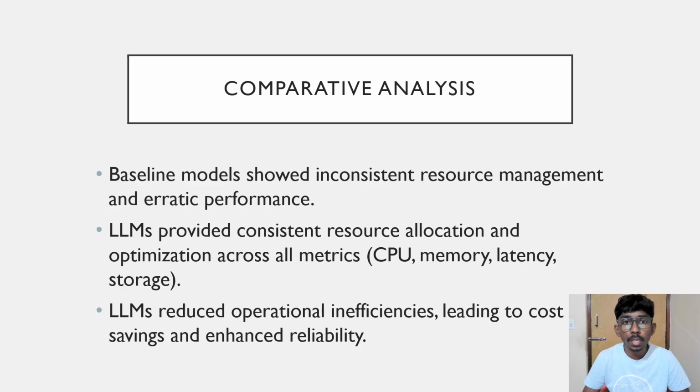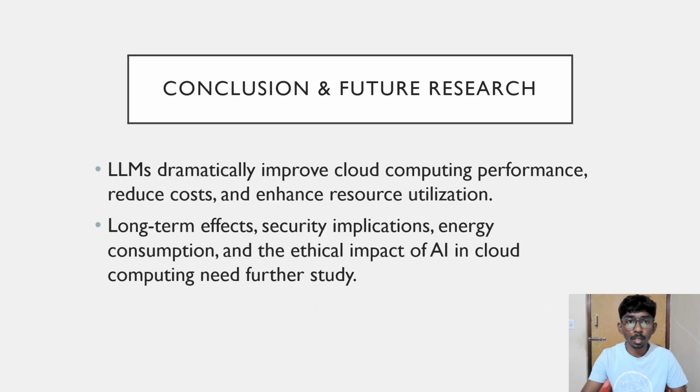Comparative analysis. Baseline models showed inconsistent resource management and erratic performance. So the baseline models were not that good for using and deploying LLMs, and later using the higher versions, it was efficient in processing. LLMs provided consistent resource allocation and optimization across all metrics. After using the better models, they could see a drastic improvement in CPU, memory, latency, and storage optimization. LLMs reduced operational inefficiencies, leading to cost savings and enhanced reliability.